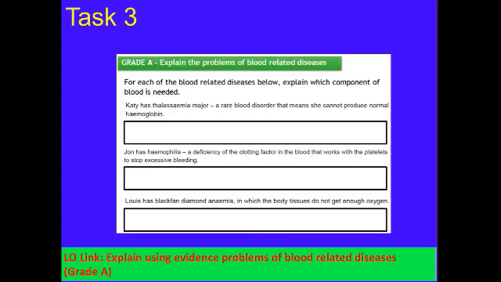Now for each of those on your sheet, for explaining the problems of blood-related diseases, you've got Katie, who has a particular rare blood disorder where she cannot produce normal hemoglobin. I want you to suggest what kind of problems Katie might encounter. You've got the same for John. He's got a deficiency of a clotting factor in the blood, and Louis has Diamond-Blackfan anemia, and I want you to think about what problems that might cause him.